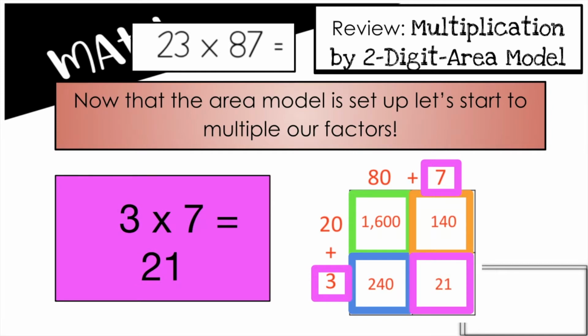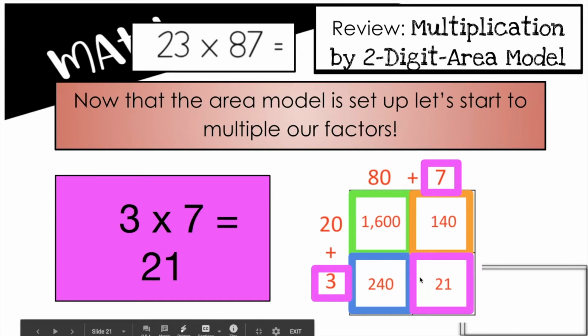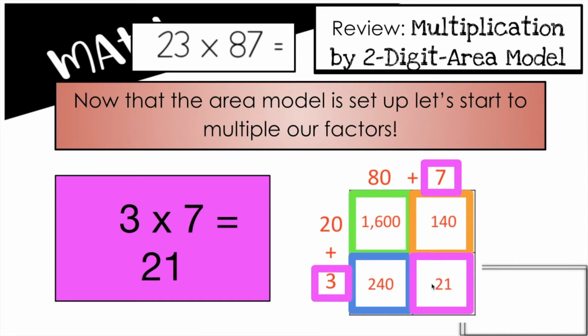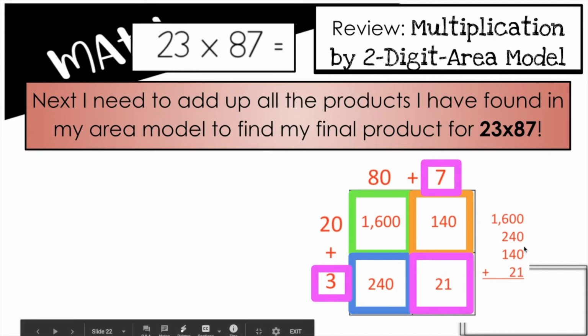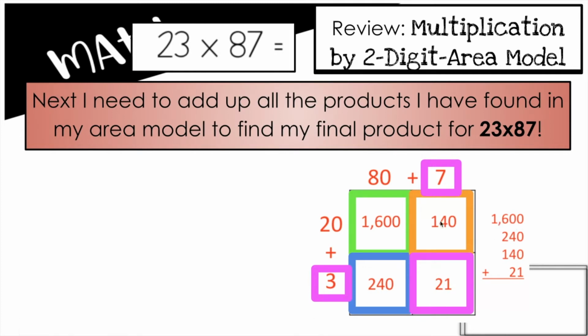21. Now, with this strategy, your job is to add up all of these smaller products that you got for the area. So you're going to add them all up to find out what the product is for 23 times 87. So you have 1,600 from right here, 240, 140, and 21. And you're supposed to add them up.